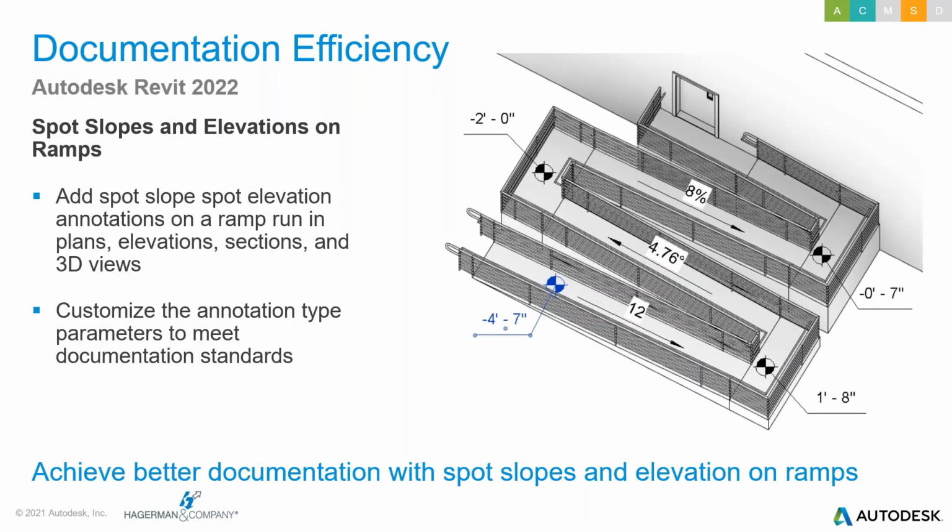Good stuff with that. Now, I'm also glad to see they fixed this little glitch. You can now add spot slope labels and spot elevation markers on a ramp, run, and plan elevation section in 3D views. If you are not upgrading anytime soon, you can always add a slope label to the railing, which works, but obviously this is much better.